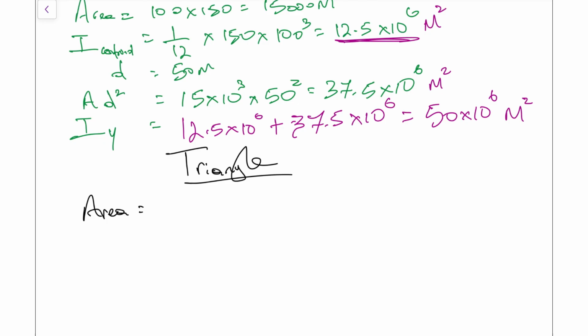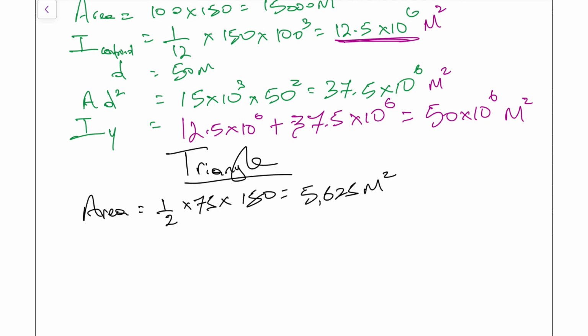And the area of the triangle is half our base times height, so half multiplied by our 75 multiplied by our 150. And that's going to give us 5,625 meters squared.